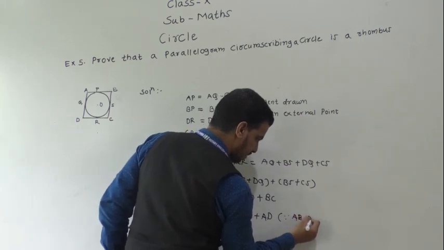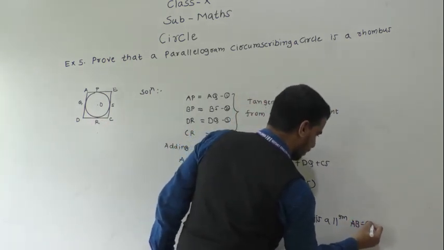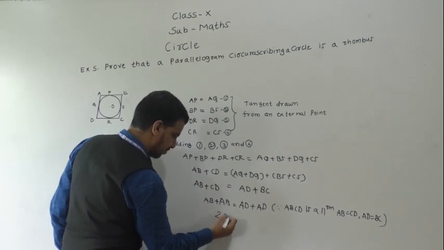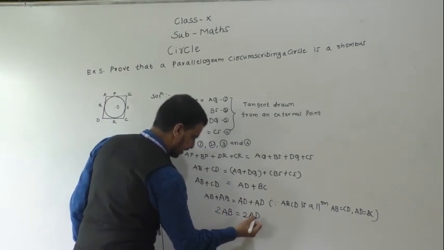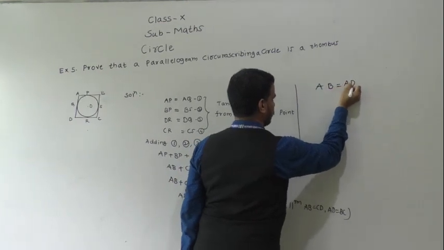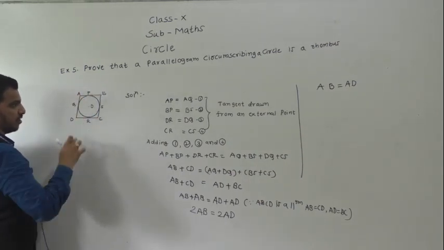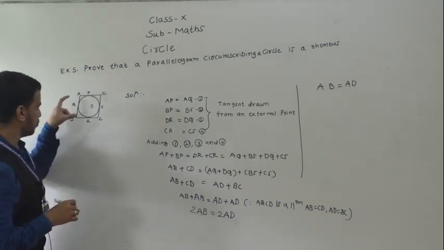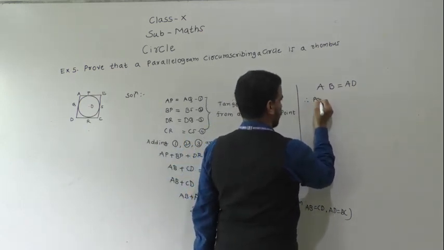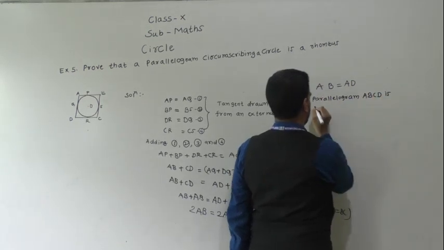The reason is that ABCD is a parallelogram and AB is equal to CD, AD is equal to BC. Now AB plus AB is 2 times AB, and AD plus AD is 2 times AD. Okay, 2 will get cancelled, so we have AB is equal to AD. Now see, AB and AD are adjacent sides of the parallelogram, and if adjacent sides are equal in a parallelogram, then that parallelogram becomes a rhombus. So here AB is equal to AD means adjacent sides are equal, therefore parallelogram ABCD is a rhombus.